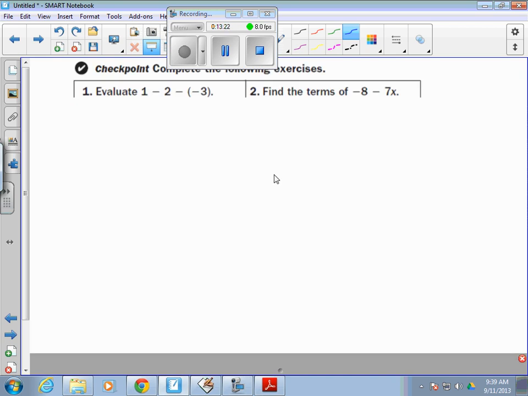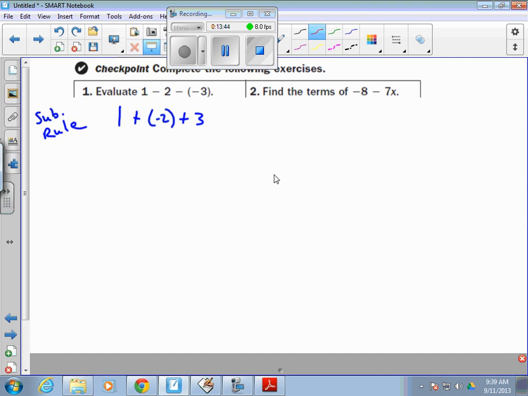So 1 minus 2 minus a negative 3, if you use a subtraction rule, would become 1 plus a negative 2. Again, do this for now. I don't expect you to do this forever. Plus, it's the opposite of negative 3, which would be a positive 3. And all that is, in what we did right there, we're just using the subtraction rule.